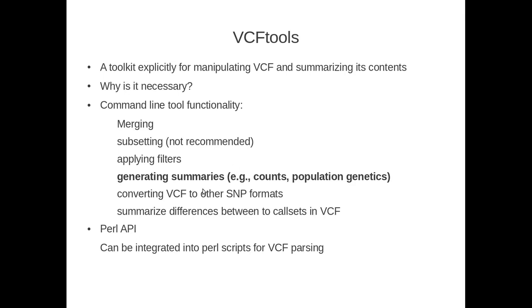Converting VCFs to other SNP formats, I'm not sure GATK has broadly implemented that. And you can summarize differences, say, between two call sets, maybe generated with different SNP callers or different options. You can compare them and summarize them with certain commands in VCFtools. VCFtools also has a Perl API that allows you to incorporate VCFtools options in Perl code. These are all functions you can apply at the command line, similar to the GATK tools you're now becoming familiar with.